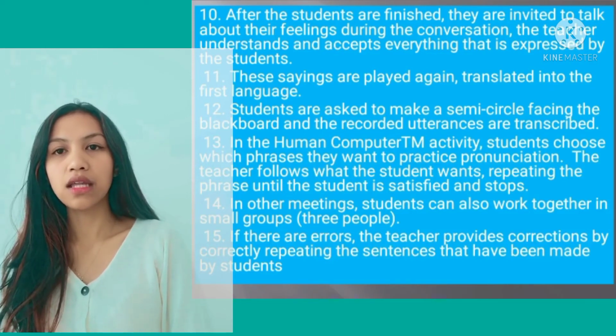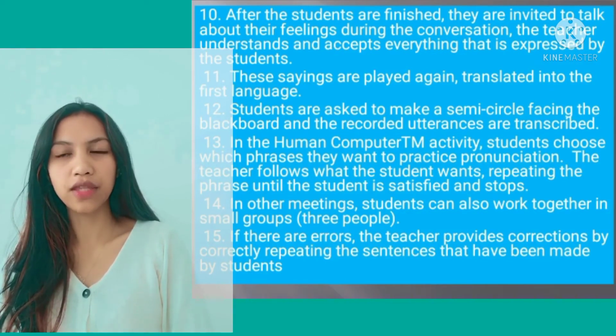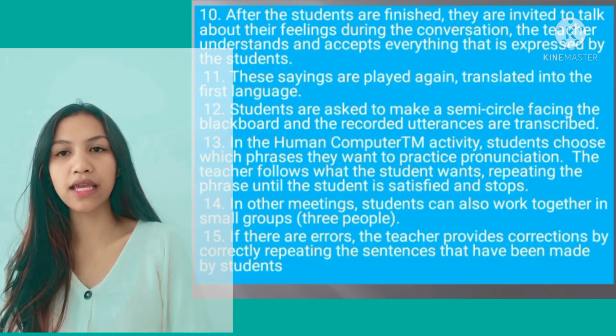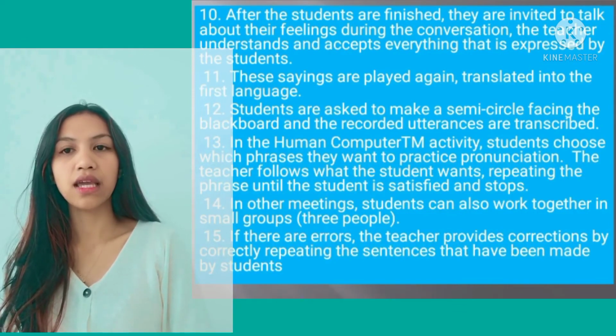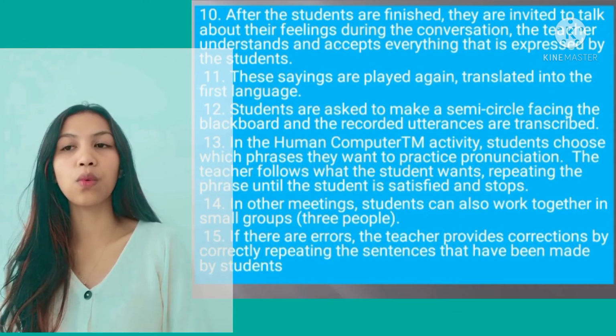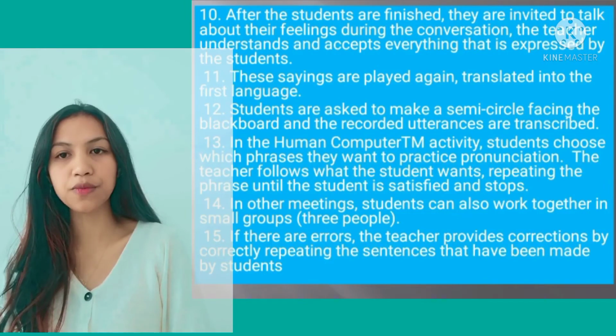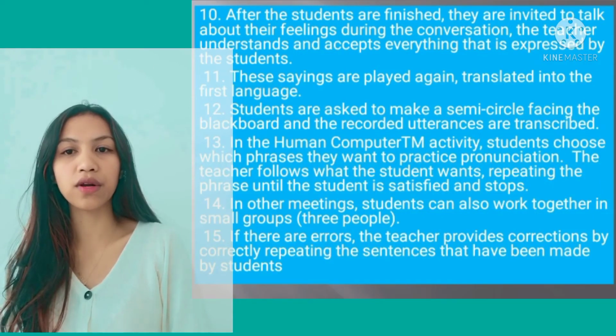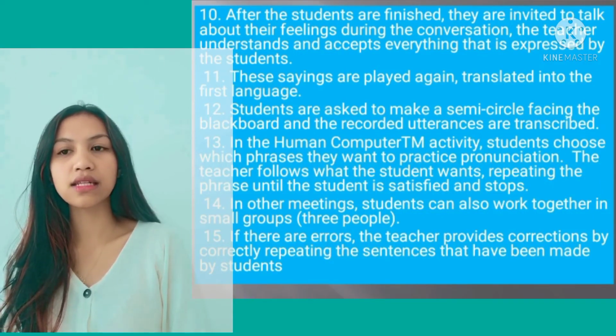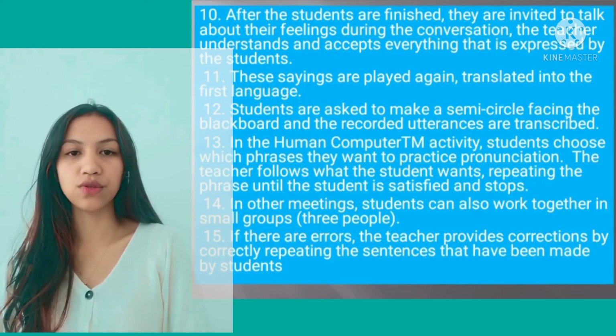Next, in the human-computer activity, students choose which phrase they want to practice pronouncing. The teacher follows what the student wants, repeating the phrase until the student is satisfied and stops. Next, in other meetings, students can also work together in small groups of 3 people. And the last, if there are errors, the teacher provides corrections by correctly repeating the sentence that has been made by students.